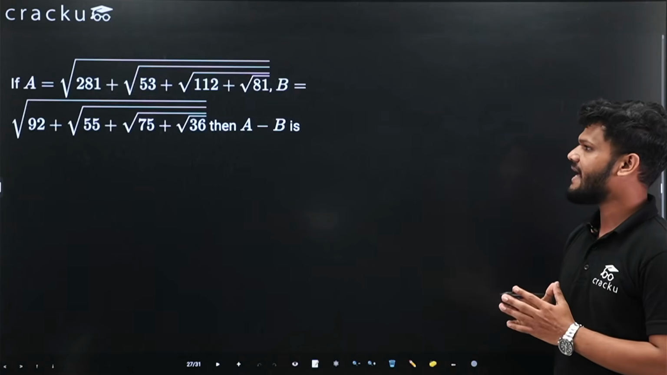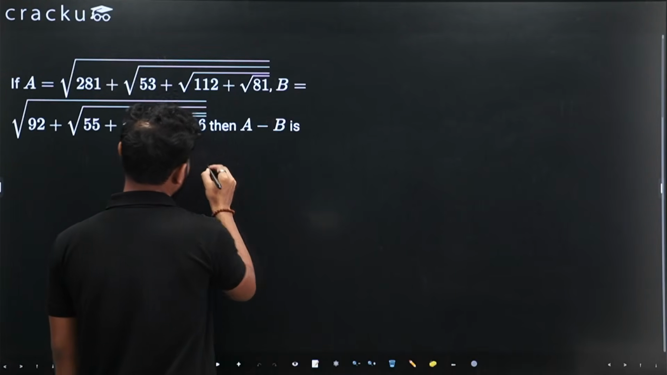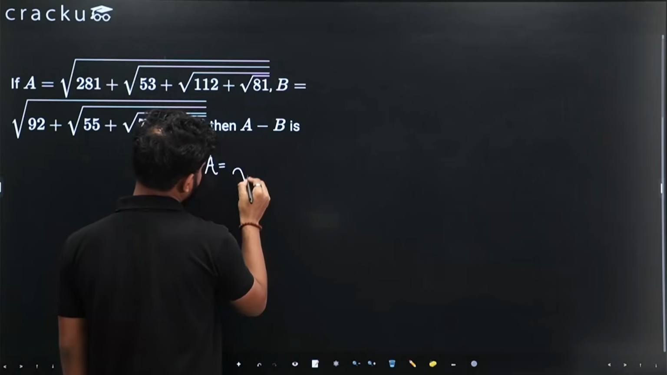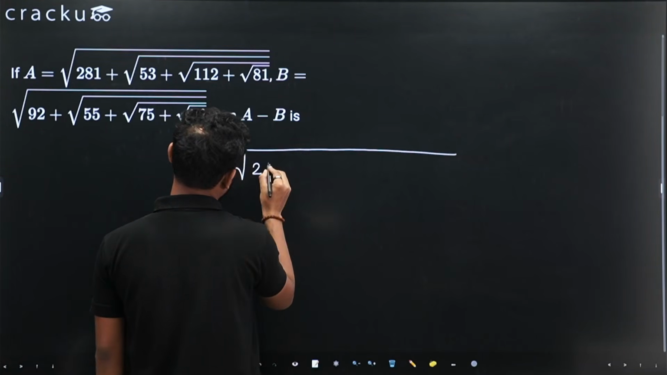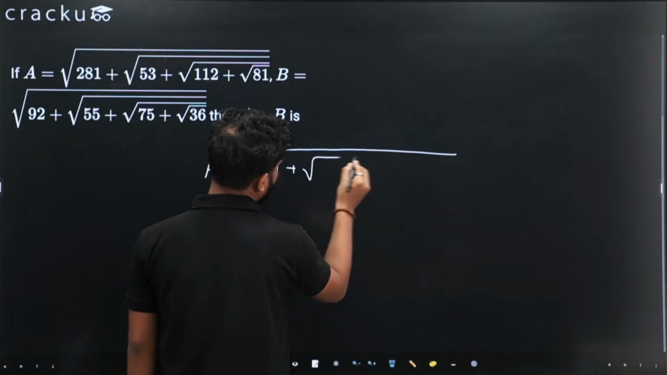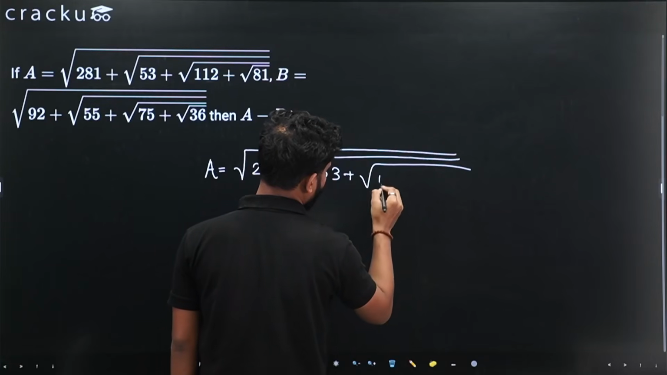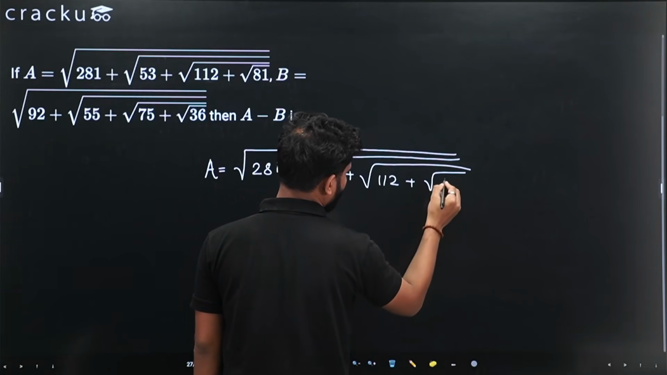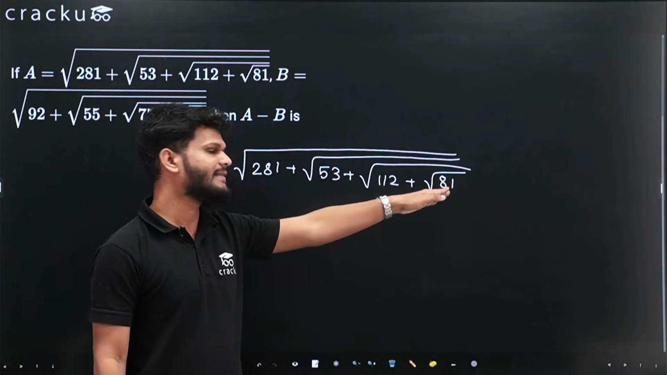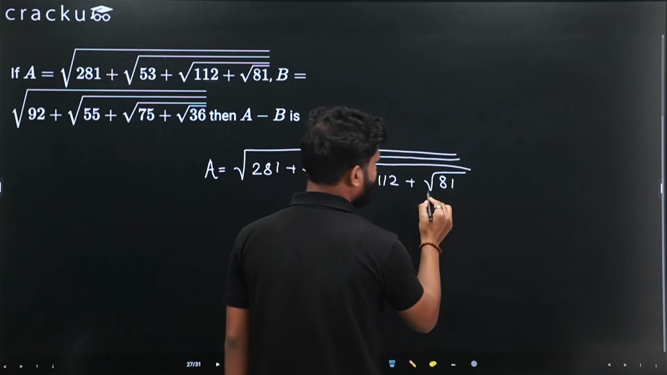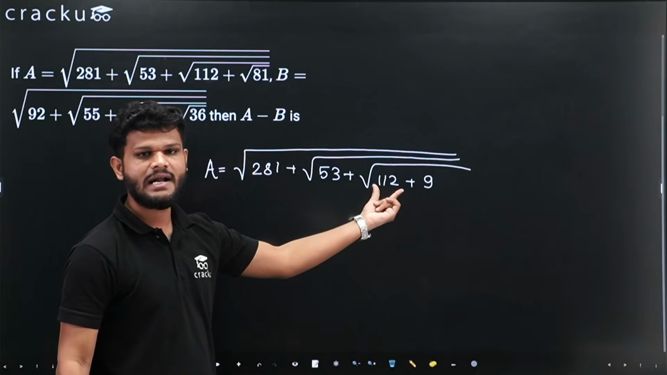In this question we are given A and we have given B. We need to find A minus B. So let us first write down A. A is under root of 281 plus under root of 53 plus under root of 112 plus under root of 81. Now, how do you solve it? Solve from the innermost square root. What is under root of 81? It is 9. So I can write 9 here. What is 112 plus 9?